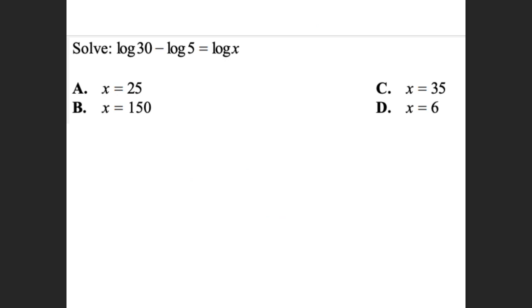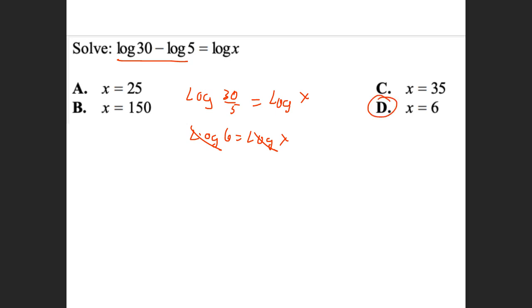All right. In this problem, it says to solve. Okay, so let's condense this. If I want to rewrite that, it's going to be log of 30 over 5 is equal to log of x. Well, 30 over 5, so that's going to be log of 6 equals log of x. Now remember, we had that rule that if there's one log on one side, one log on the other side, we can just cross them off. So x equals 6. Awesome.